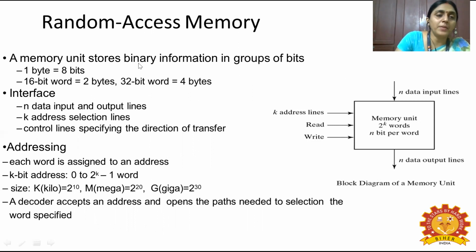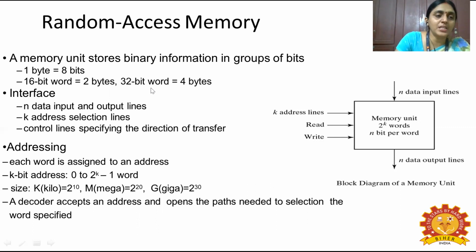This memory unit stores binary information in groups of bits, where 1 byte is equal to 8 bits, as we all know, a 16-bit word is equal to 2 bytes, and a 32-bit word is equal to 4 bytes. Here we have an interface with n data input and output lines, k address selection lines, and control lines specifying the direction of transfer.